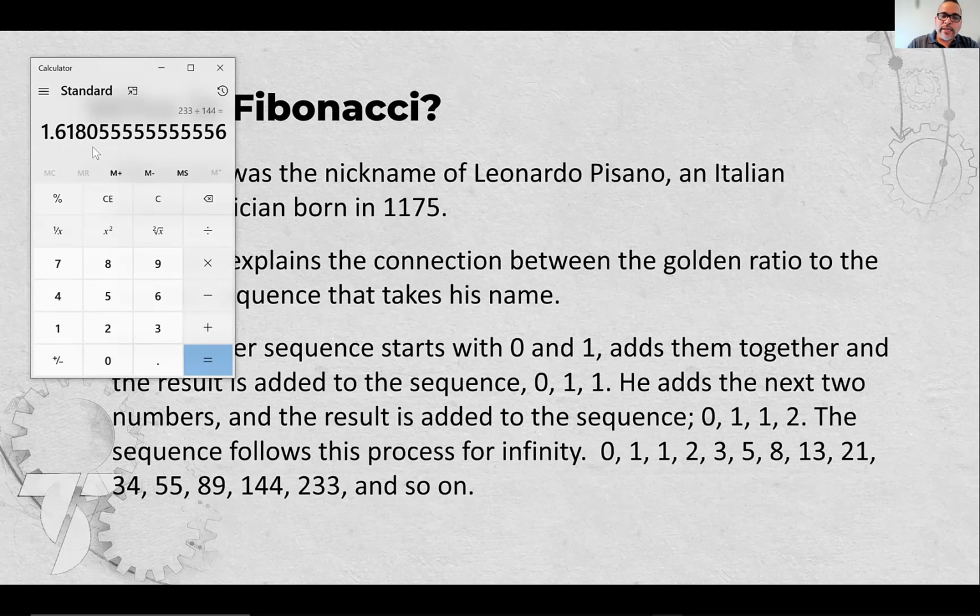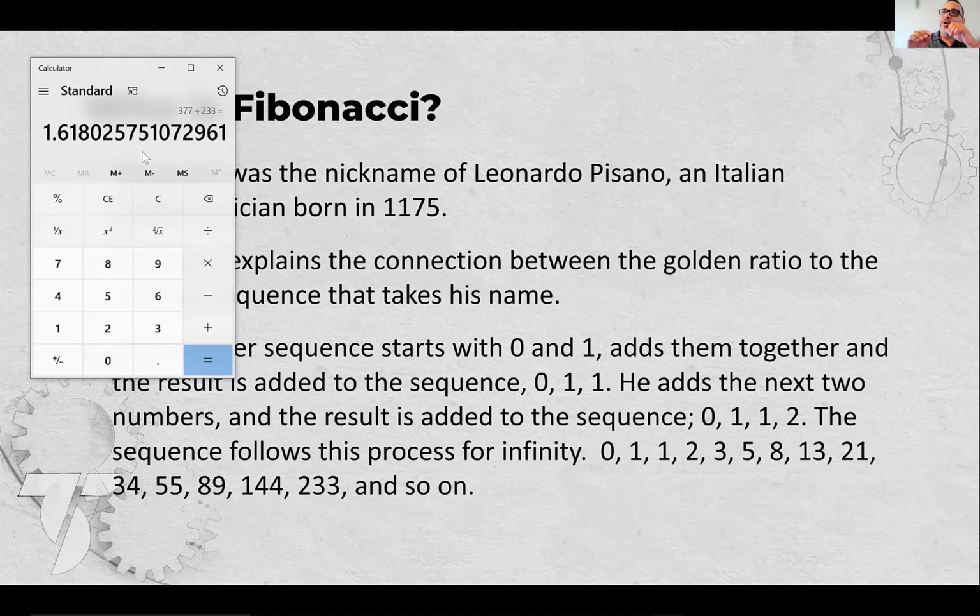Now, do you guys remember the number that follows 233? We worked it together. So we added 144 to 233. What number did we come up with? With 377. Let's take 377 and divide it by the previous number in the sequence, which is 233. If we do that, take a look at the ratio, 1.618, and it goes on and on.